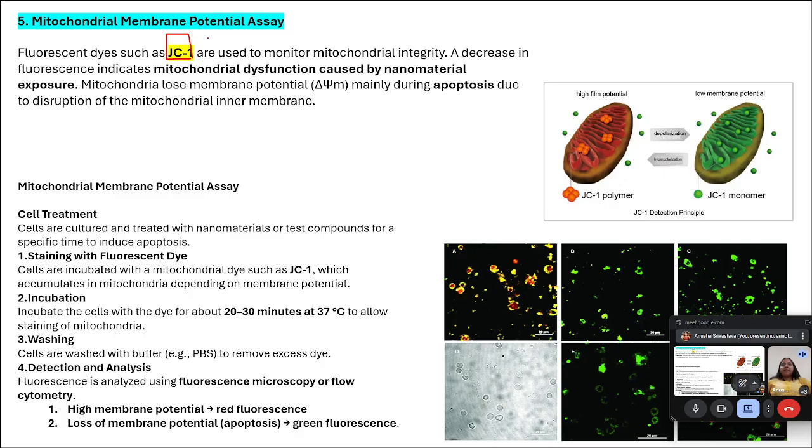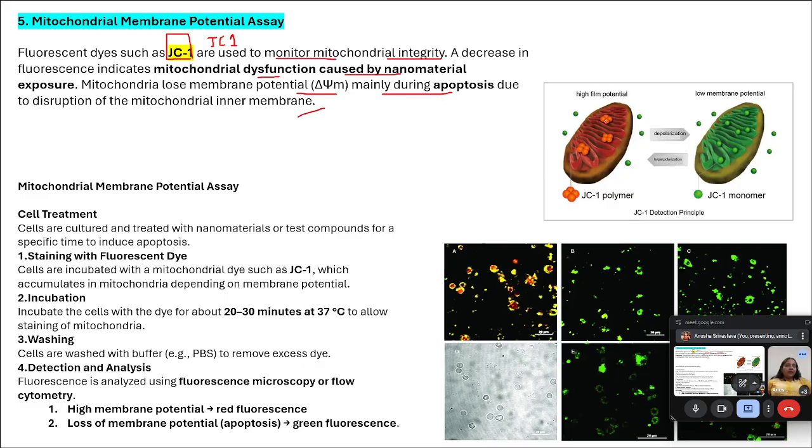So, fluorescent dyes such as JC1 are used to monitor mitochondrial integrity. A decrease in fluorescence indicates mitochondrial dysfunction caused by nanomaterial exposure. Mitochondria lose membrane potential mainly during apoptosis due to disruption.